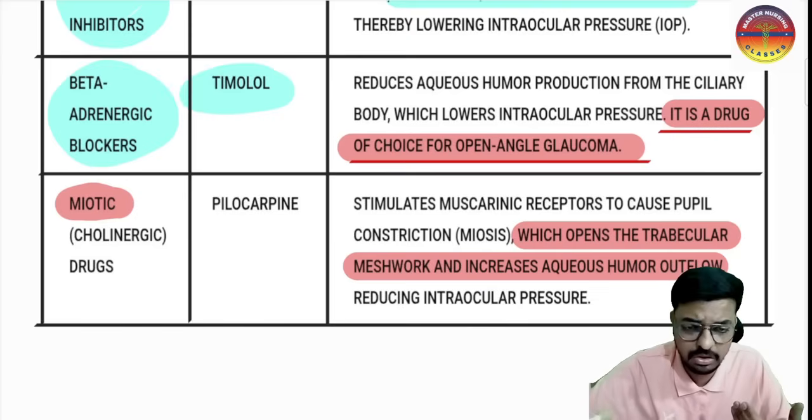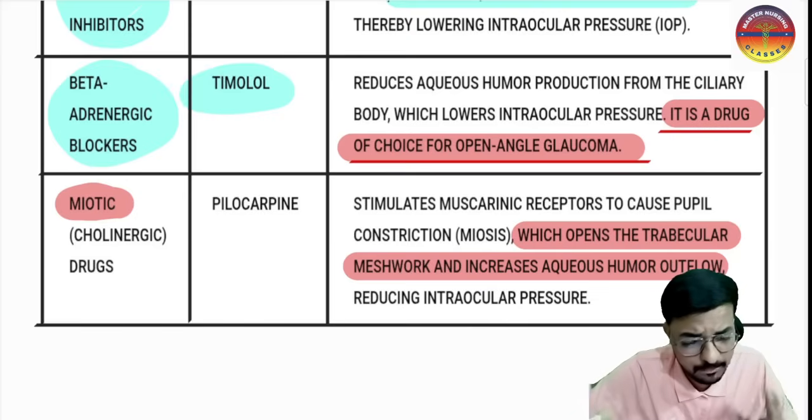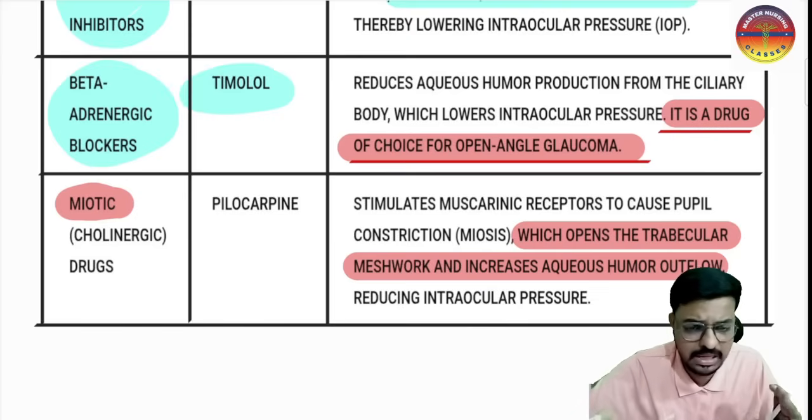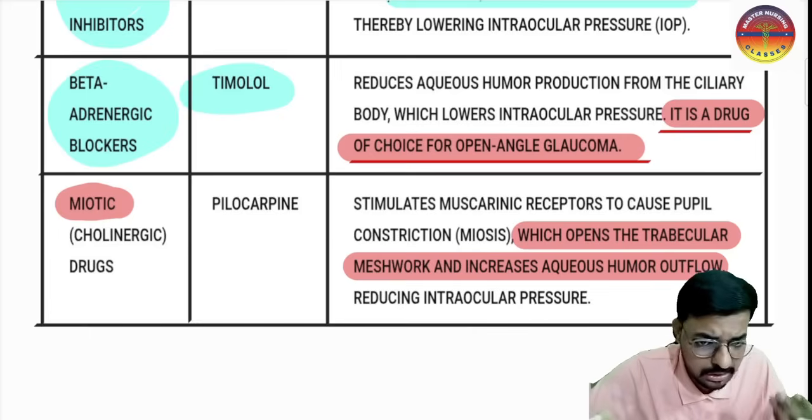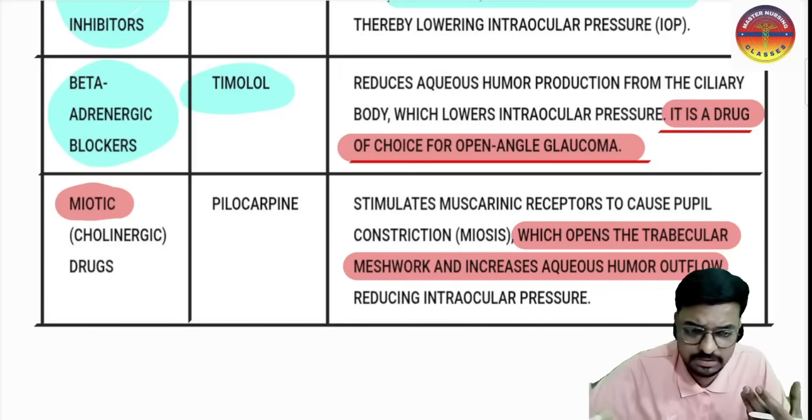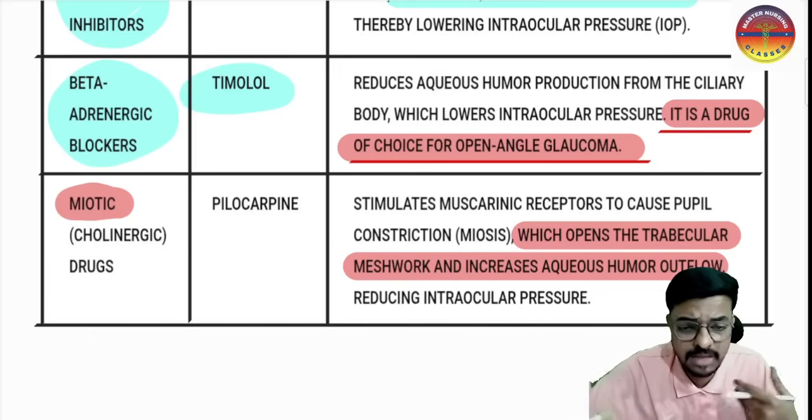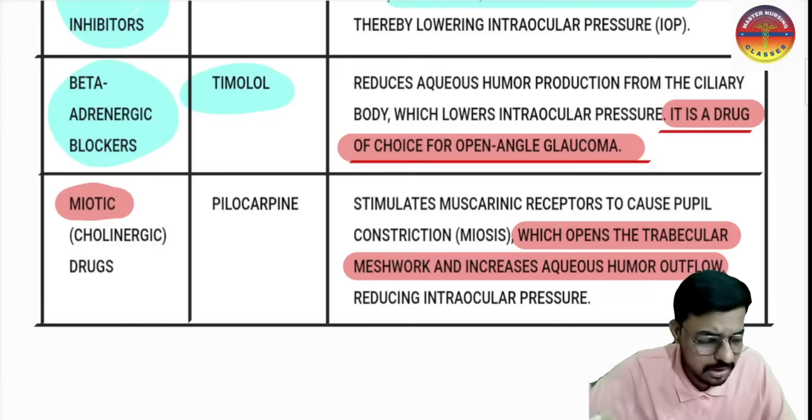And the beta agonists will act as sympathetics. Beta agonists are again 100% contraindicated, like salbutamol and terbutaline. These are all beta agonists, which cause the pupil to dilate. Pupil dilation will block the angle, so we don't want that. So beta agonists and adrenergics, and anticholinergics like atropine, are absolutely contraindicated.